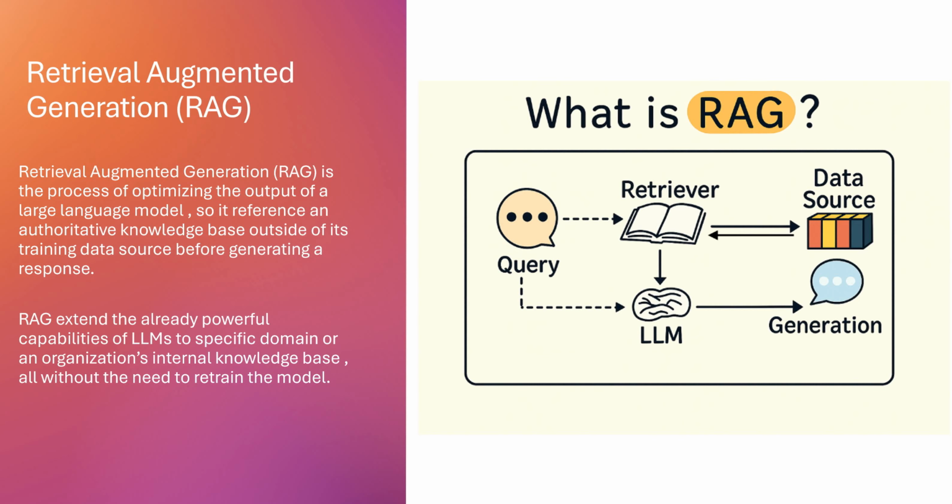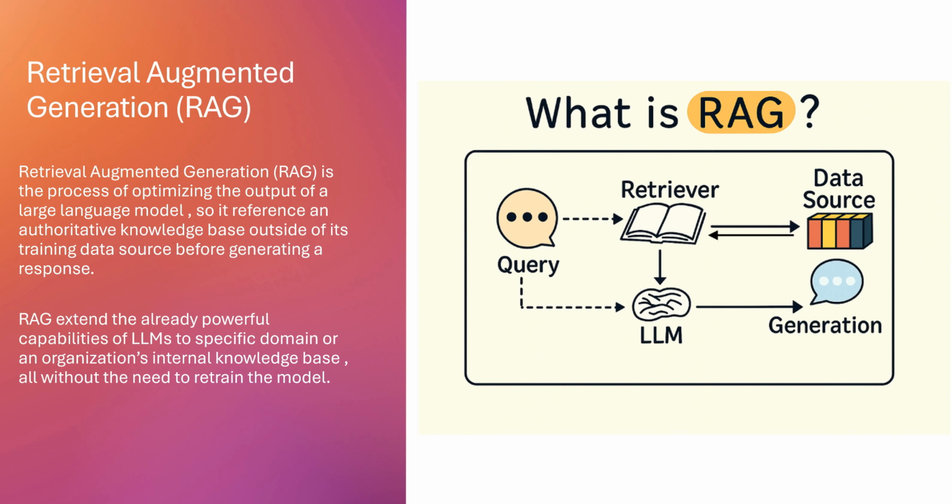So what is RAG? Why is RAG very important when you are developing an LLM model? Basically, what is RAG? RAG, retrieval augmented generation, is the process of optimizing the output of a large language model. It references an authoritative knowledge base outside of its training data sources before generating a response. So this is the definition of RAG.